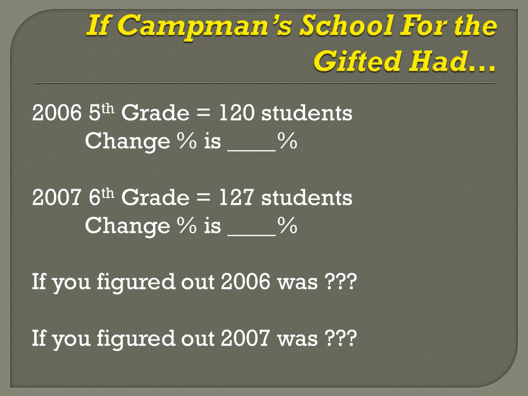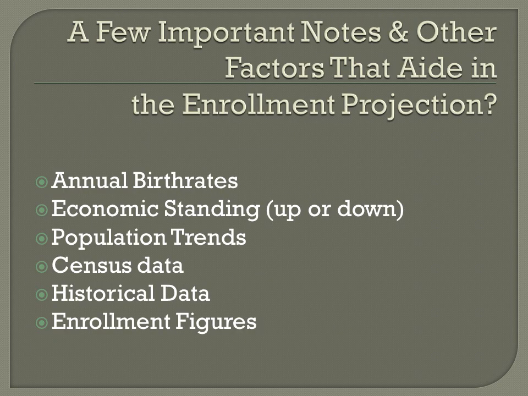So now, in 2006, the grade was 120. In 2007, we have 127. What are those two figures going to be? If you've already figured out that in 2006 we had a negative 0.92, and that in 2007 we had a positive 1.06, you were correct. Very nice job.